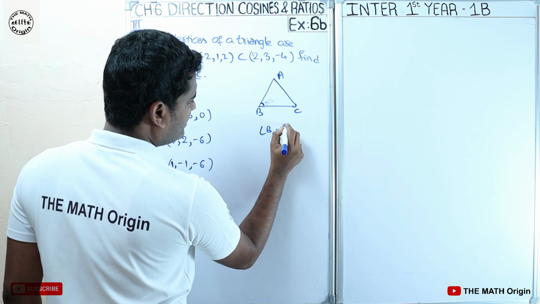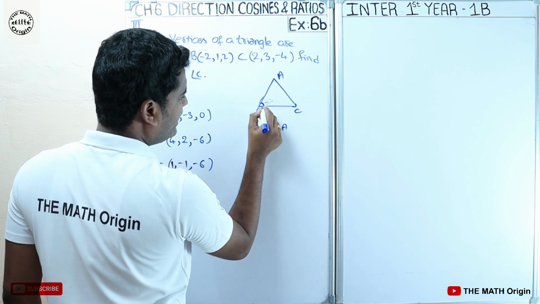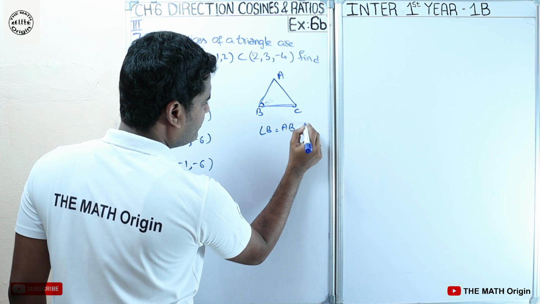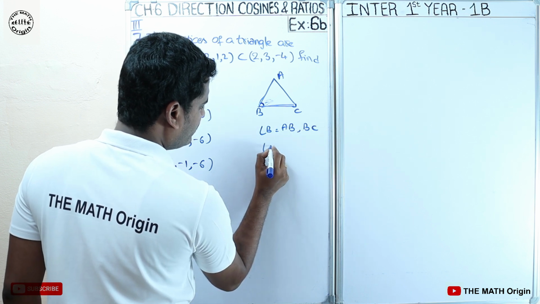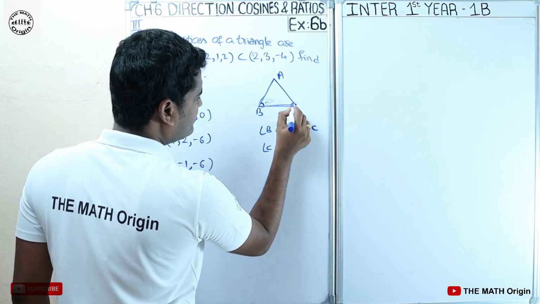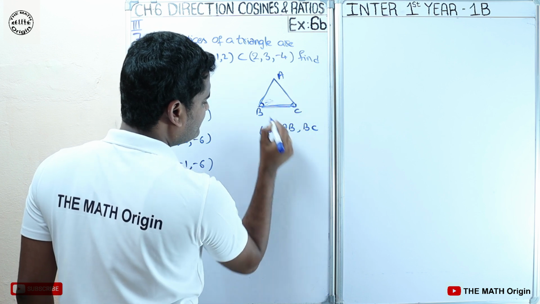Now we got these, so if we want to find angle B, it is a combination of AB line and BC line. Next, if you want to find angle C, it's a combination of AC and CB.